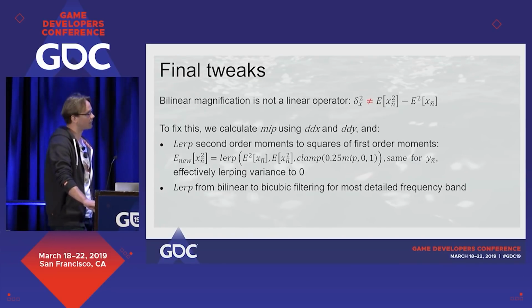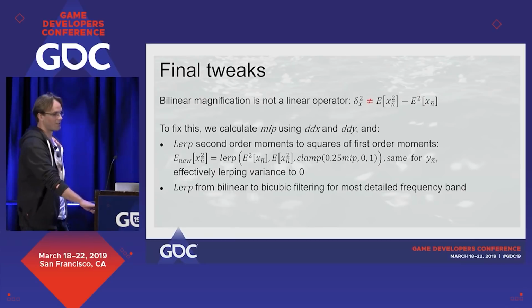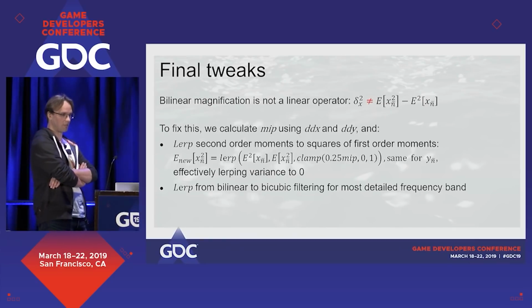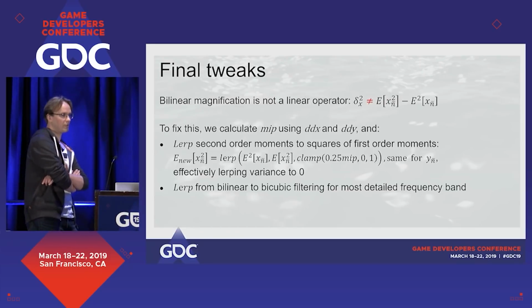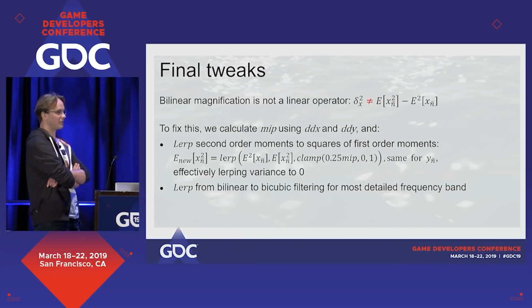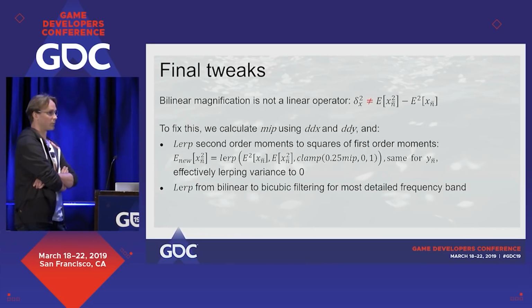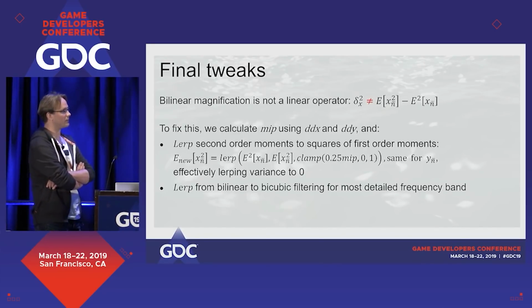A couple of final tweaks. We did not realize that our famous formula that allows us to get the variances from the moments does not survive bilinear magnification, because guess what? The bilinear magnification, even if it sounds kind of linear, is not a linear operator because it's bilinear. So we had to detect the cases or the areas where we do magnify our textures using DDX and DDY.